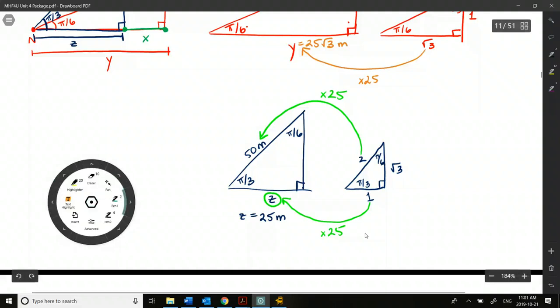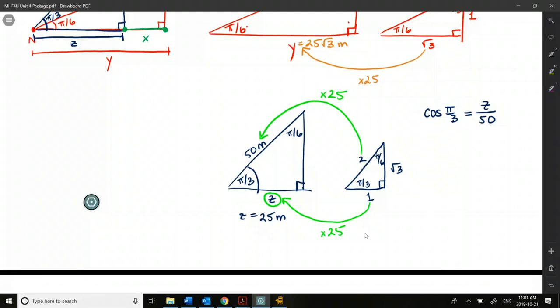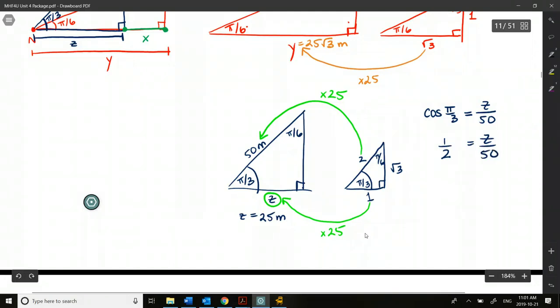Okay, again, I'll show you the alternative here. If you wanted to find z, you could have used pi over 3, or you could even use pi over 6 as your reference angle, and you could have set up cos of pi over 3 equals adjacent z over hypotenuse 50. And then you could have plugged in the cosine of pi over 3. So if I look at my triangle here, the cosine of pi over 3 is 1 over 2. And then I would just be isolating for z from there. So you would end up getting 25 either way.